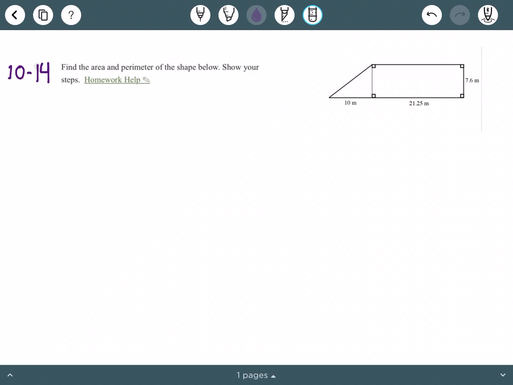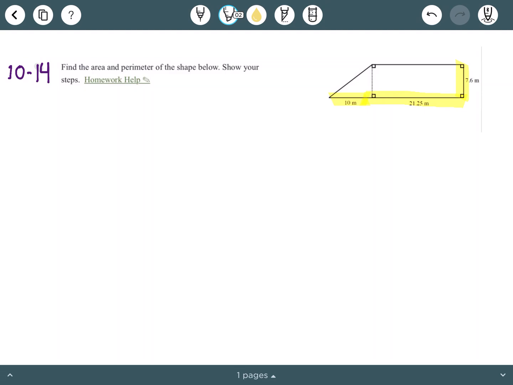Perimeter, of course, means the distance around the outside edges of this figure. So I know that I have 3 measurements now. This is 10 meters. This is 21 and 25 hundredths meters. This is 7 and 6 tenths meters. So based on the information that I'm given, is there anything else I can fill in? Remember, it's just the outside of the figure.